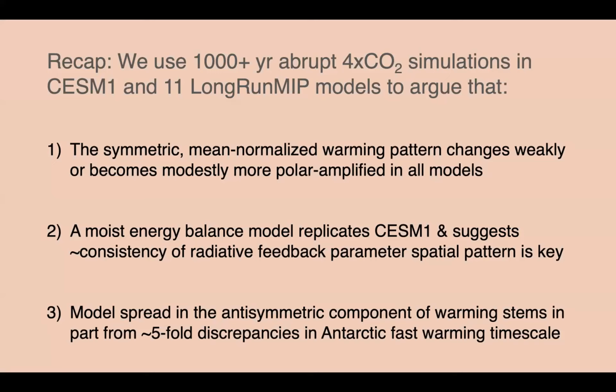Okay, to recap, we are arguing that the symmetric mean-normalized warming pattern changes weakly or becomes modestly more polar amplified in the 12 GCMs we looked at. A moist EBM replicates the behaviors in one model and suggests that a quasi-consistency of the lambda spatial pattern is key there. And at least one of the models is pretty funky in the Antarctic with its fast warming timescale.